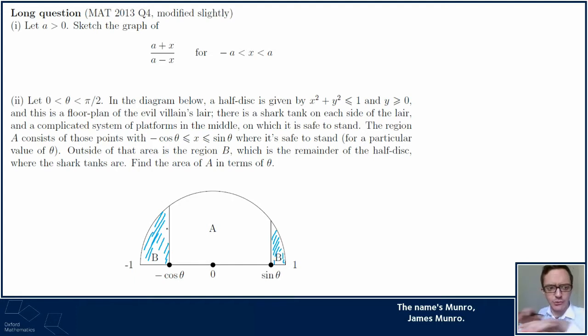That's some sort of platforms or covers over the top of the shark tank, but they're rigged to move backwards and forwards in a complicated system of pulleys and switches and levers. Let's try and draw a shark.